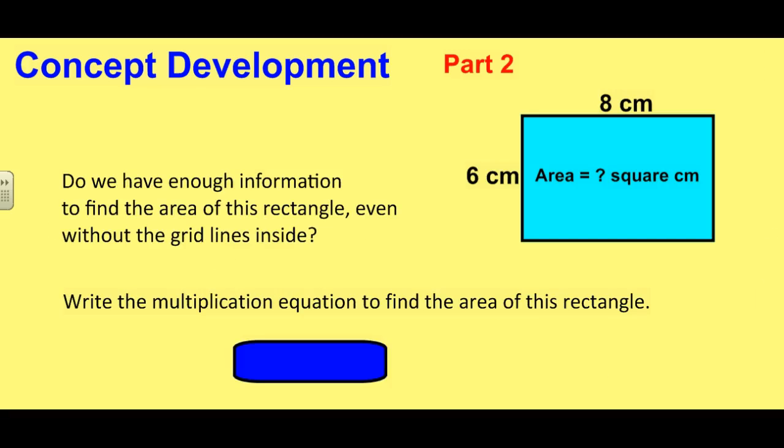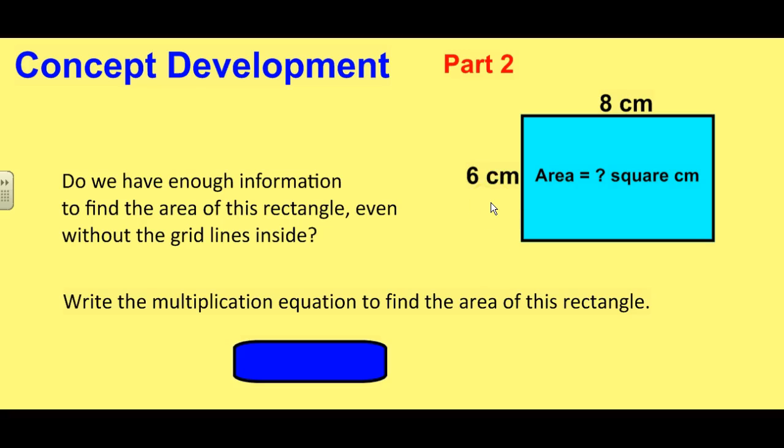Okay, moving on. This right here is an area model. If you remember from the last lesson that we did, it doesn't have any squares in it. It's just a blank rectangle, but it gives us the side lengths, so it's called an area model. So based on this rectangle, do we have enough information to find the area even without all of the grid lines and the squares inside of it? Yes, we do have enough information because it gives us the side lengths of the rectangle.